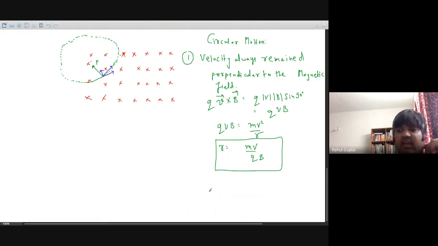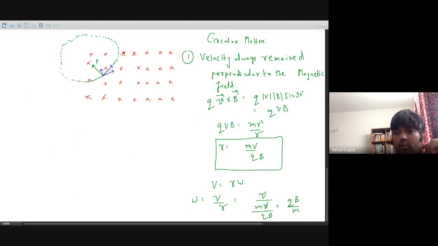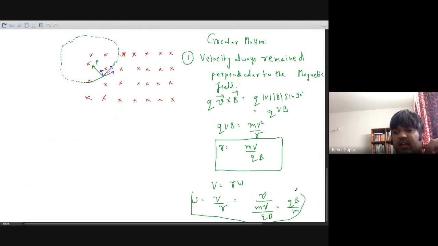Then there is one more result derived from this, which is v equal to r omega, or omega equal to v upon r, which gives us omega equal to v upon mv by qB, which is equal to qB by m. Now omega equal to qB by m is another very important result. You will get to know why. I will come back to it in a while, but for now it's marked important.